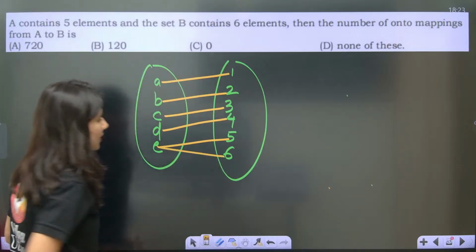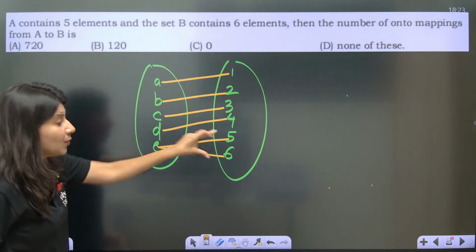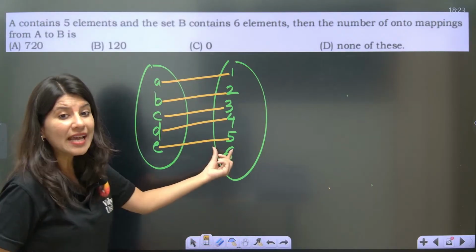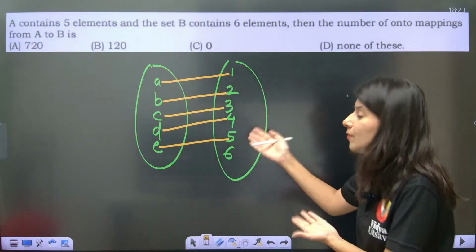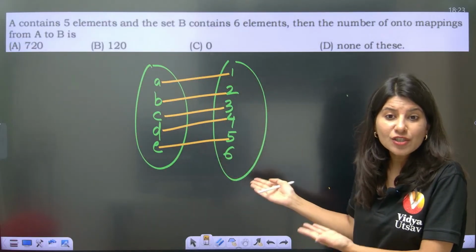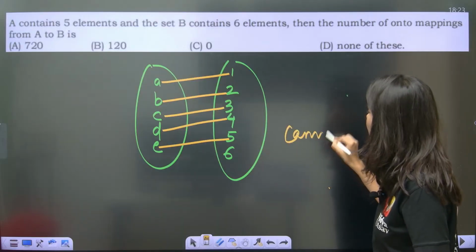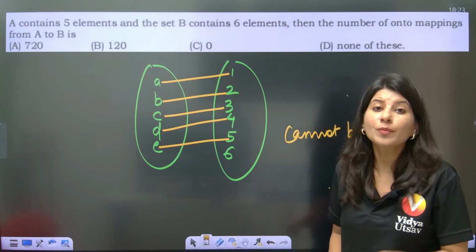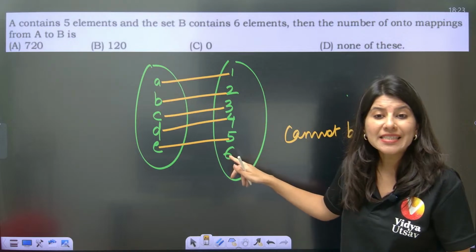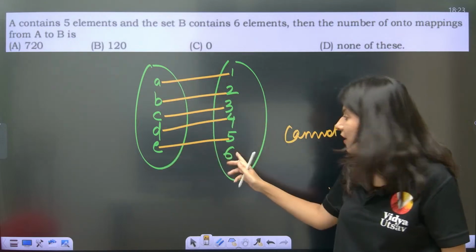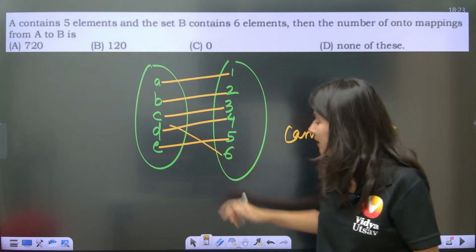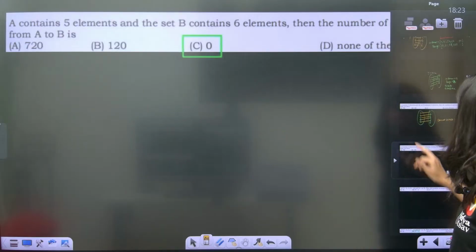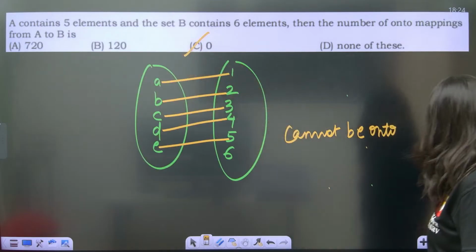If you do this, then this is not a function. 1 input, 2 outputs, not at all possible. This is not a function, okay? So that means 1 element will definitely be left out. I am not able to make this function an onto function. This cannot be onto. Why? Because how to make it onto? By mapping this 6 with something. But if I try to map this 6 with any element, it will become not a function. So easy peasy lemon squeezy, 0 is the correct answer. So 0, option C is absolutely right.